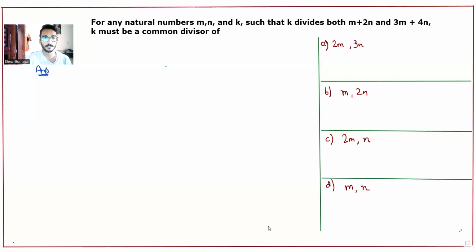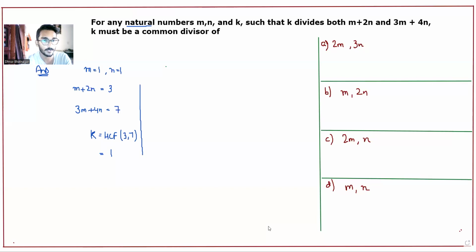So I'll first show you the jugaad, or you can say a competitive approach for such type of question. The condition is given that m, n, and k are any natural numbers. So I'm just assuming m equals 1, n equals 1, and let's find k. Plugging the values into the given equation, the value is 3, and the second expression would be 7. Now k divides both 3 and 7, so k is the HCF of 3 and 7, and that is 1.